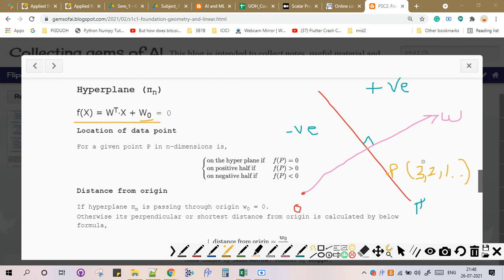Yes, and after solving this equation for point p, if you get a positive value, that means it is on the positive half. So all these points would have a positive value. And if after solving this equation for a given point p, you get a negative answer, that means it's on the negative half, right? So this is on the hyperplane if f of p equals 0, on the positive half if f of p is greater than 0, negative half if it is less than 0, right? So in any dimension, every hyperplane will cut your space into two parts, positive and negative half, correct?